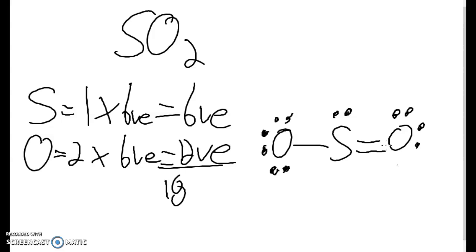Great. Now I'm going to check my center atom again. 2, 4, 6, 8. Great. My center atom satisfies the octet rule. I want to make sure all of these satisfy the octet rule and that it adds up to 18.